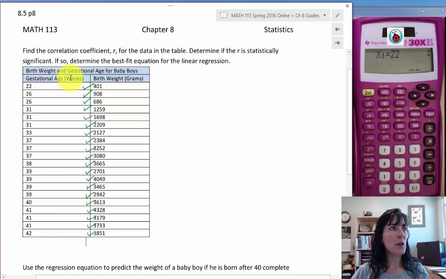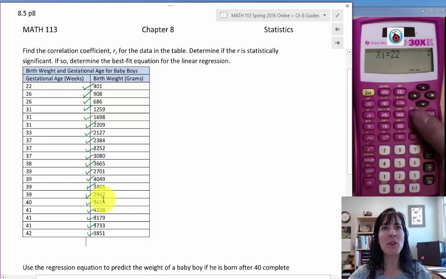Now I am noticing that we are talking about how long the baby was in the womb, the gestational age in weeks, so the number of weeks. Remember, 40 weeks is about the average length of time to have a baby. And here we have age for birth weight and gestational age for baby boys, and then here's the weight of the babies in grams. So there we have a bunch of weights. You can see they're getting bigger and bigger the longer that the mother is able to keep the baby in the womb, or the longer the baby decides to stay. Sometimes it's not the mother's choice at all.